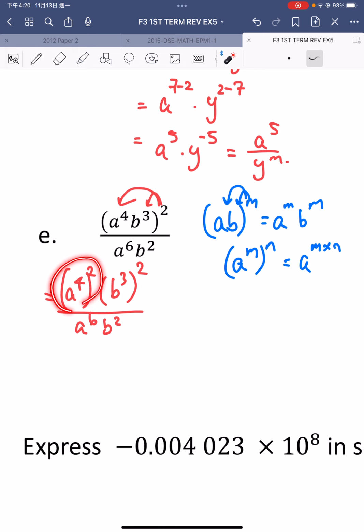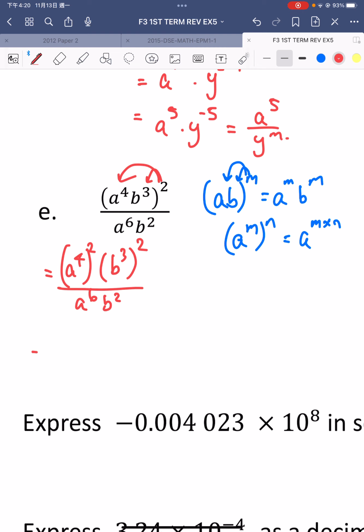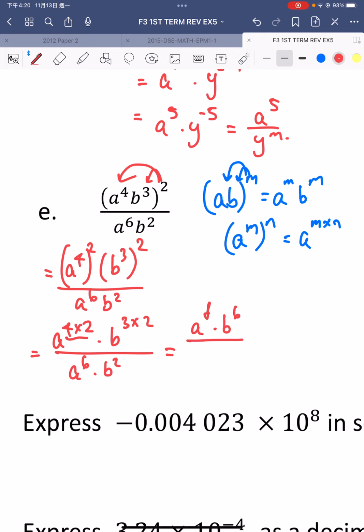For this one, we have a power outside the power, so we can use this formula to multiply the powers together. So we have a to the power of 4 times 2 times b to the power of 3 times 2, divided by a to the power of 6 times b to the power of 2. Then multiplying these powers together gives a to the power of 8 times b to the power of 6 divided by a to the power of 6 times b squared.